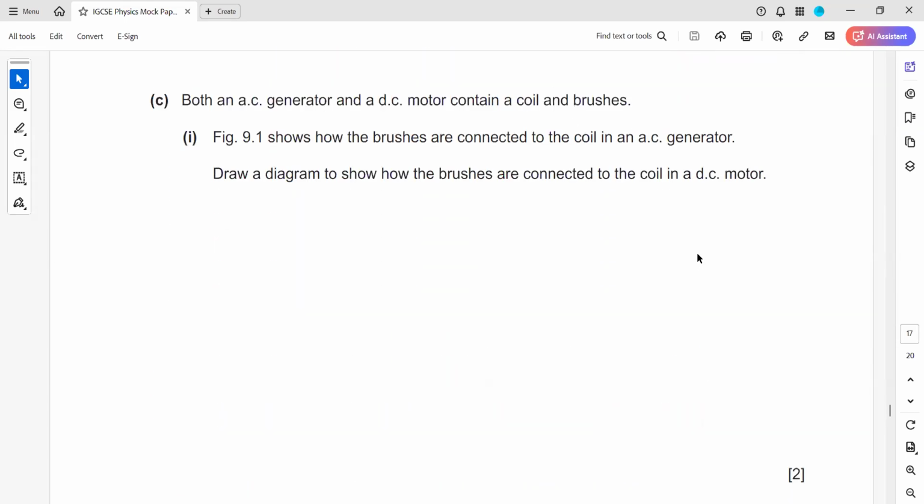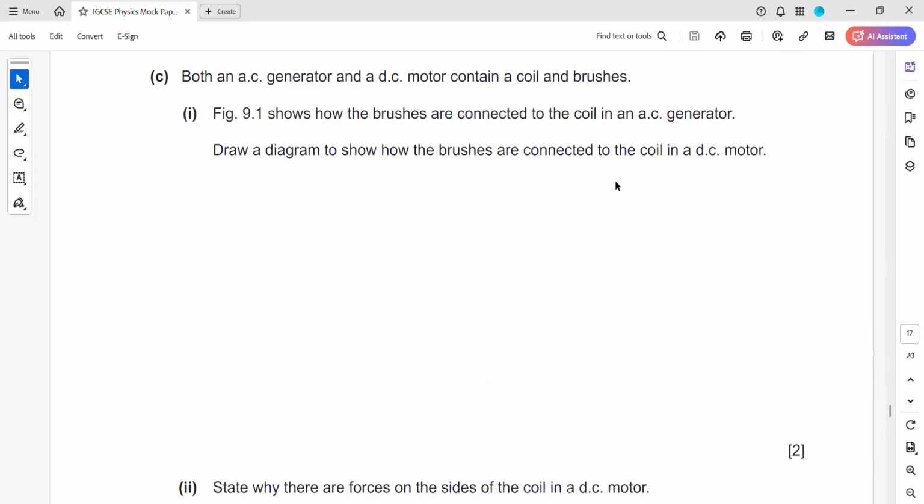The next question is, both an AC generator and a DC motor contain a coil and brushes. Figure 9.1 shows how the brushes are connected to a coil in an AC generator. Draw a diagram to show how brushes are connected to a coil in a DC motor. So how are brushes connected? We have to draw the split rings, the split ring commutator. And what is the function of the split ring commutator? It allows the current to flow in one direction, so the coil will continue to rotate.